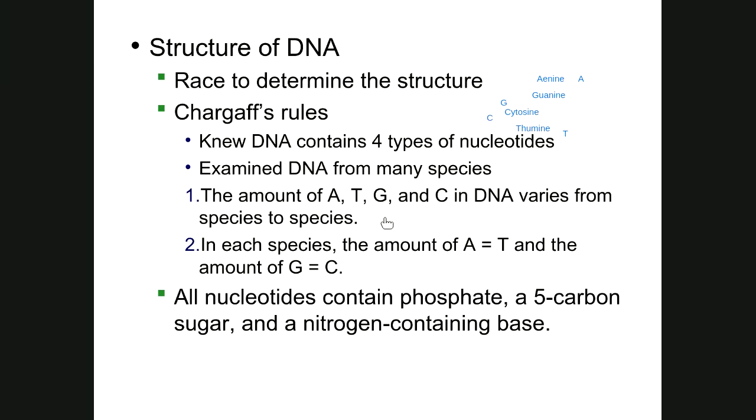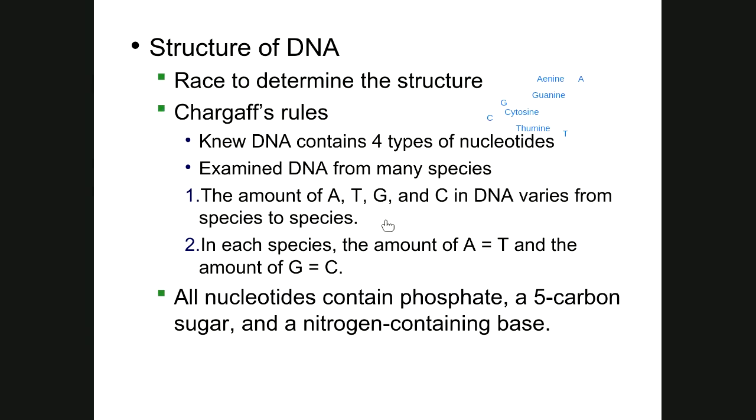So in which point are we different? Because all of us are human beings, everything should be the same in our body, but it's not. We are different in skin color, eye color, hair color, or in behavior. So in many cases we are different from each other. In which point are we different? We are different in these 4 nucleotides. So the amount of A, T, G, and C in the DNA varies from species to species.